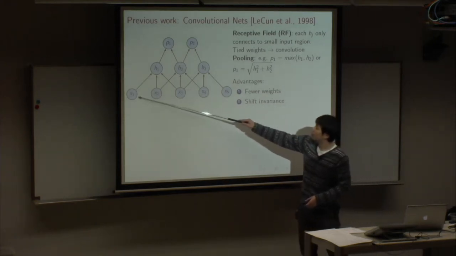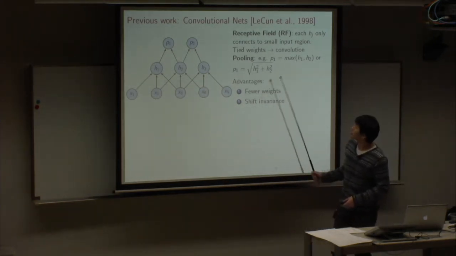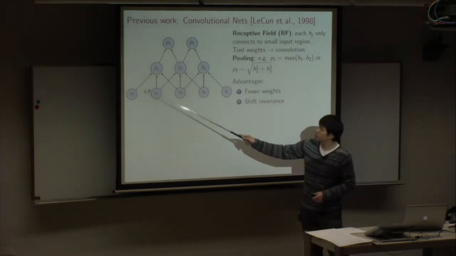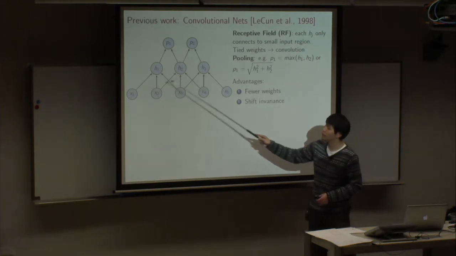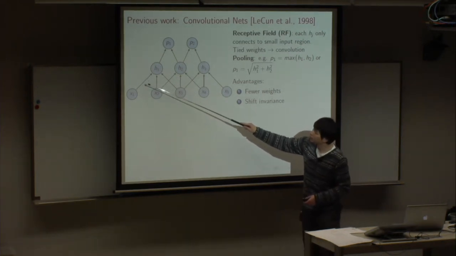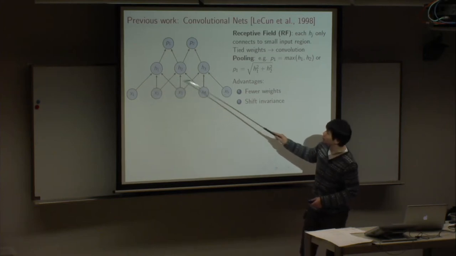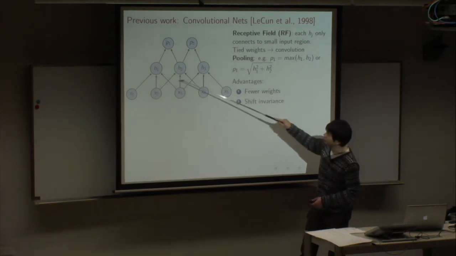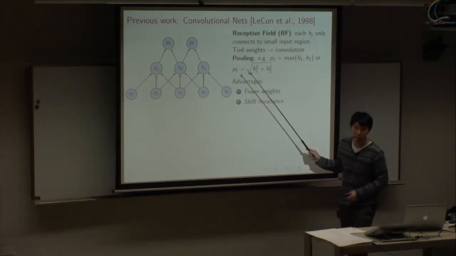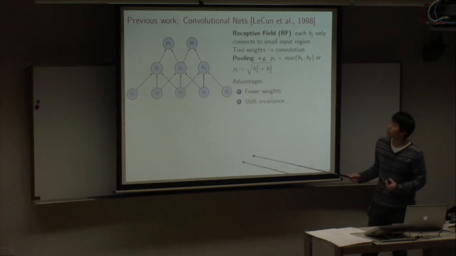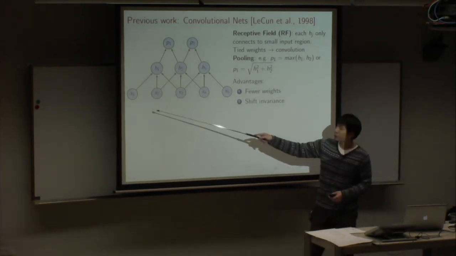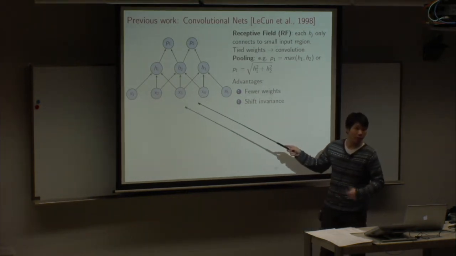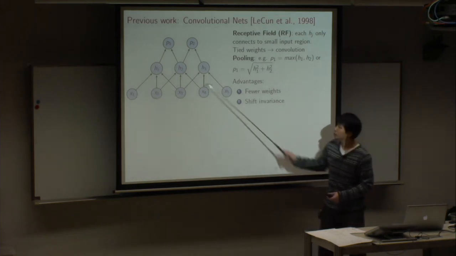So that's the idea of receptive fields. When you have convolutional nets, basically what you do is you assume that these weights are tied, meaning that these weights are the same. So you're saying that this weight and this weight are the same, this weight and this one are the same, and this weight and this weight are the same. It's called convolution because you can think of it as a filter that you convolve over the image. If you know signal processing, that's exactly what a convolution operation is.